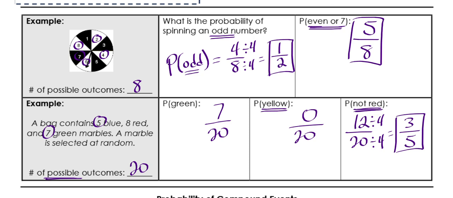All right, all of that was just dealing with one event. The chance that we get a green, the chance that we get yellow. Even this, when we say an even or a 7, we're only spinning the spinner one time. We just have one fraction.